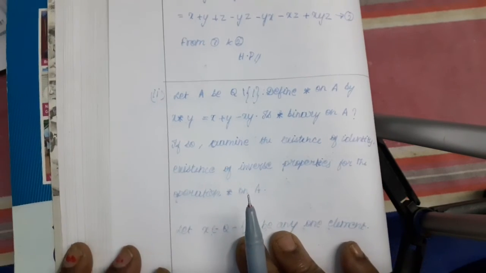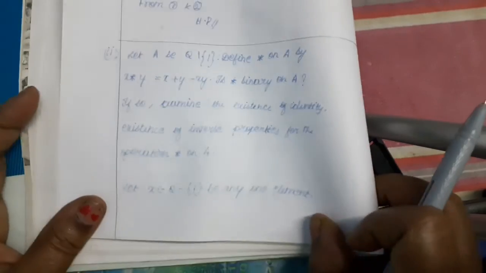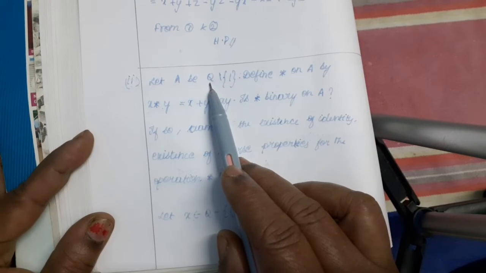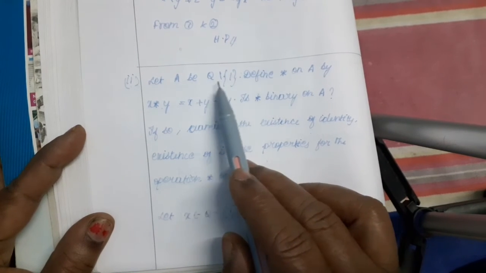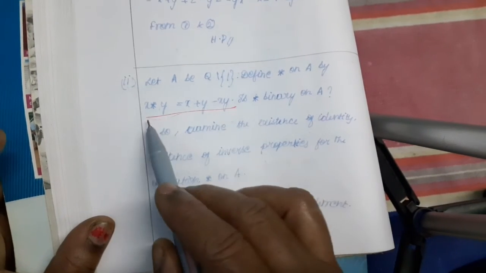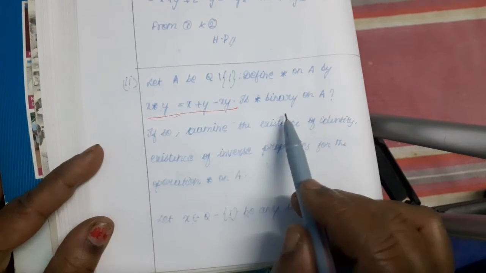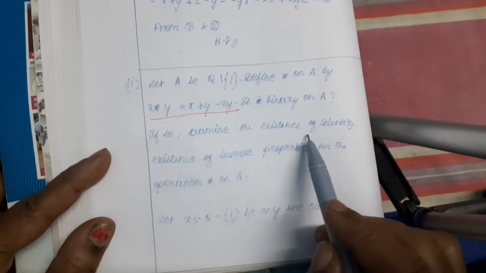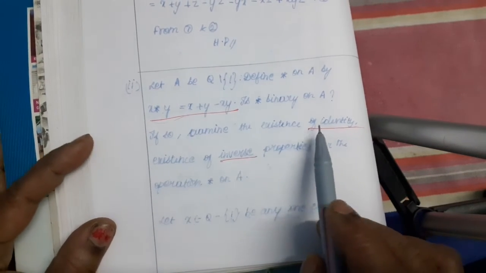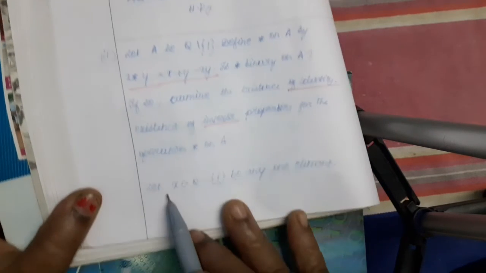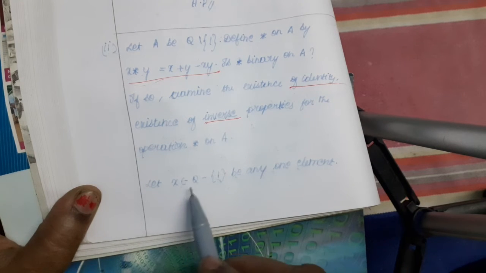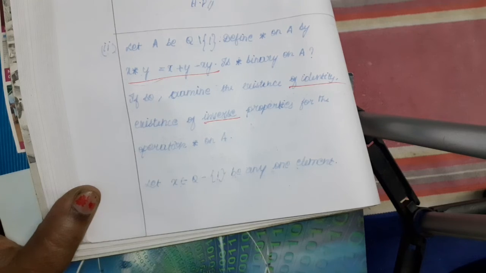For the second question, come to the 10th sum, second subdivision. What is our second subdivision? Identity. We are going to prove the identity as well as the inverse. Let A be the rational numbers except 1, that is Q minus 1. Define star on A by x star y equals x plus y minus xy, a binary operation on A. If so, examine the existence of identity as well as inverse. Let x belong to Q minus 1, any one element. We take the element x, which belongs to the rational numbers except 1.